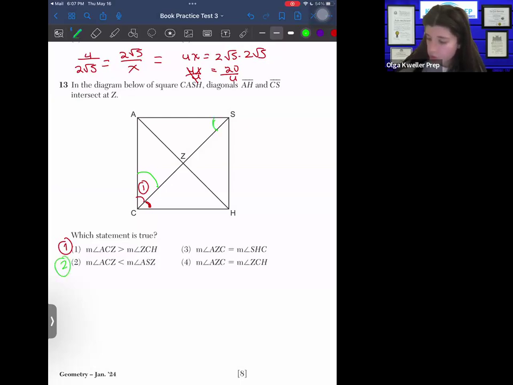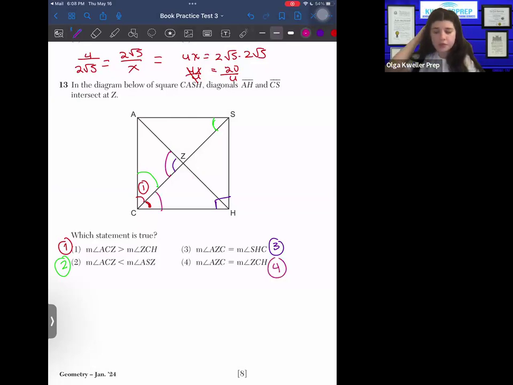All right, so this will be 2 in green. 3: AZC is equal to SHC. And then finally for AZC, this one, is equal to ZCH.